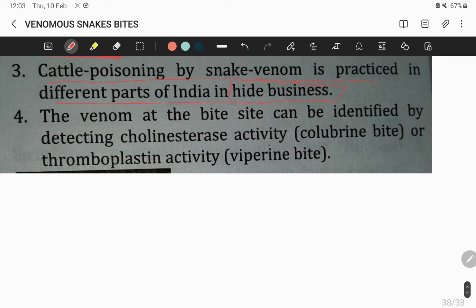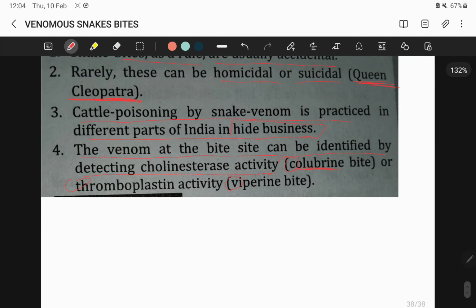The venom at the bite site is identified by detecting cholinesterase activity in colubrine. Colubrine means cholinesterase, and viper means thromboplastin. So venom can be identified. Yeah, that's it for the venomous snake bites, guys.